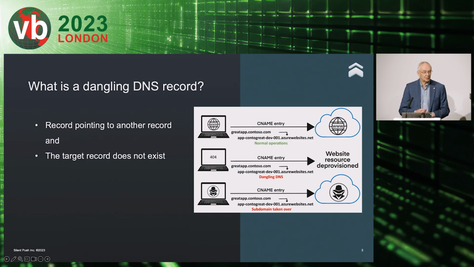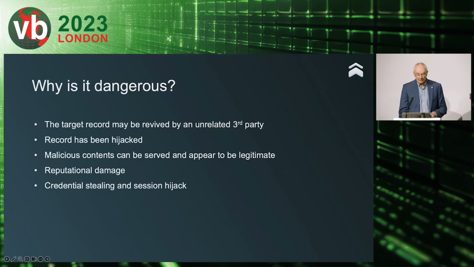But the same principle applies to other name chains. Things like name server names are name chains, because the name server record itself does not point directly to an IP address. It points to the name of a name server. Same with MX records and some other types. So, why is this a problem? Well, the record doesn't exist, but we can bring it back, or we might be able to bring it back. And there's a number of different ways that we might be able to do that.